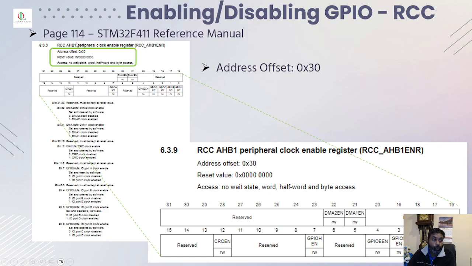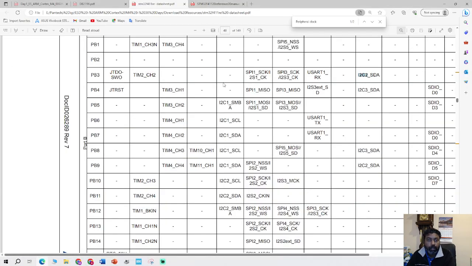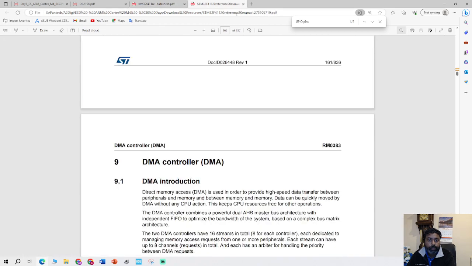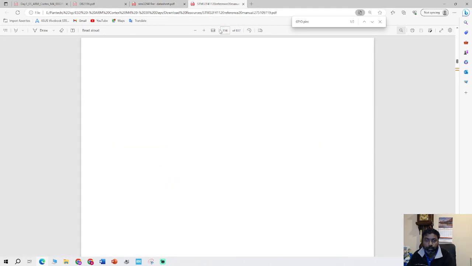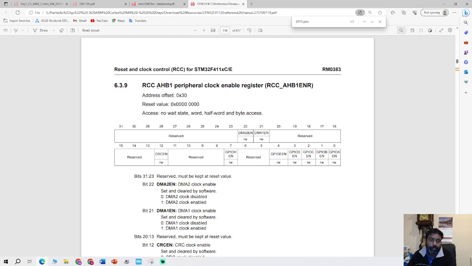It's on page 1 and 4, if you go to the reference manual. I'll show you the reference manual where exactly this is. One sec. I am in the reference manual, going to page 1 and 4. There it is, RCC AHB1 peripheral clock enable register. So this is what you're going to use.